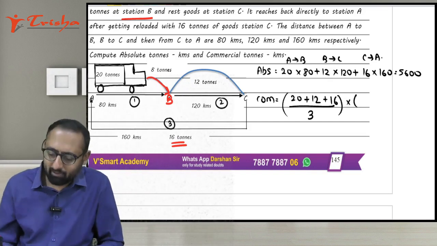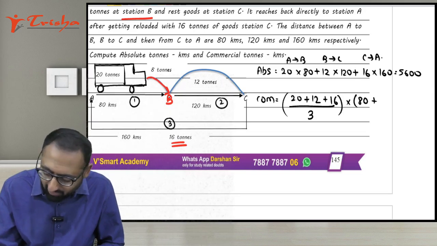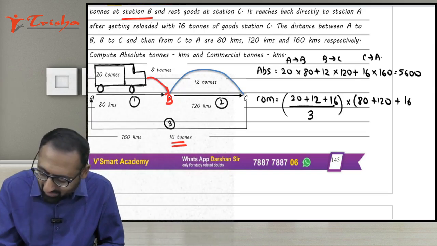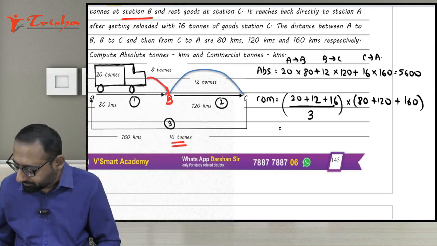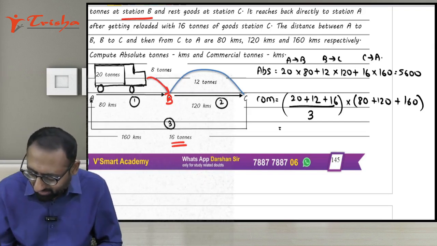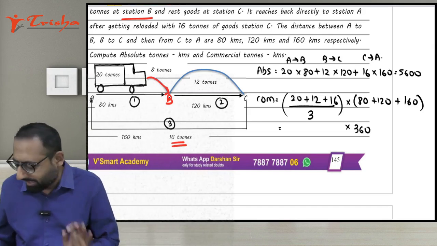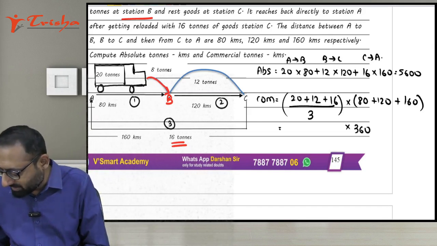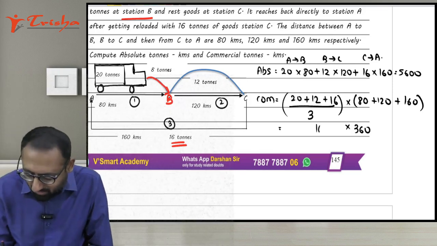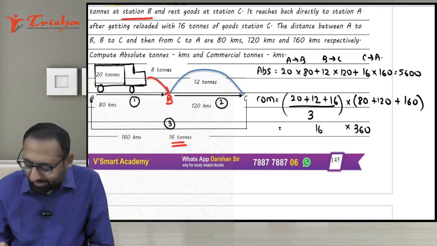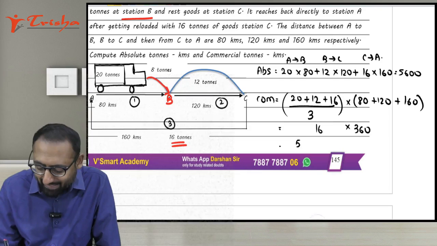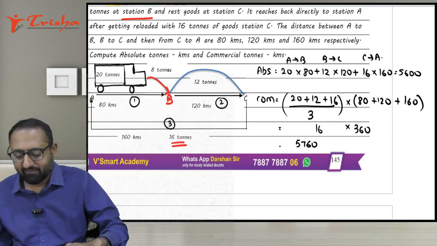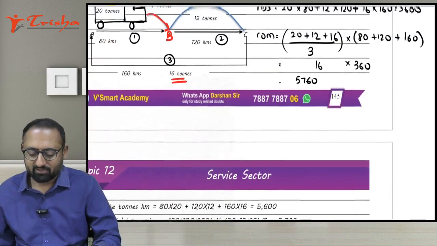So the total distance traveled by you will be 80 kilometers plus 120 kilometers plus 160 kilometers. Now let's check the commercial tons kilometer, how much it will be. So 80 plus 120 plus 160, total 360 kilometers traveled by you, and on average the weight will be 20 plus 12 plus 16 divided by 3 journeys. So 16 multiplied by 360, guys. So the total commercial tons kilometer will be 5760. Yes, 5600 and 5760.